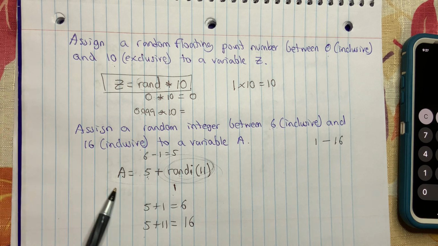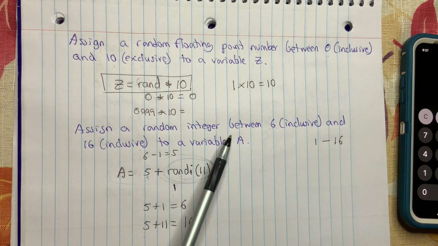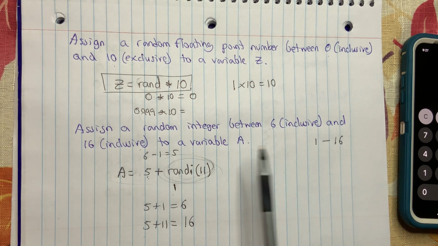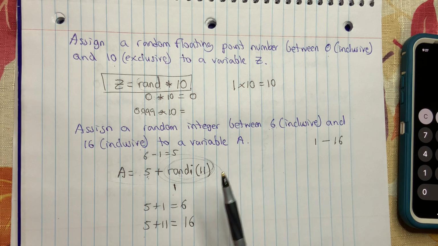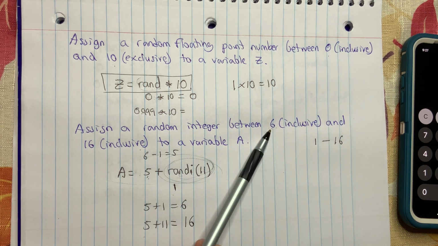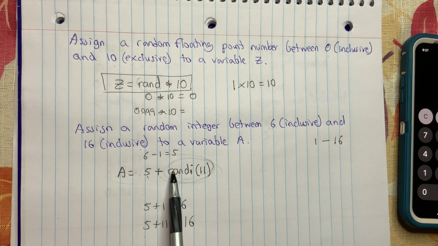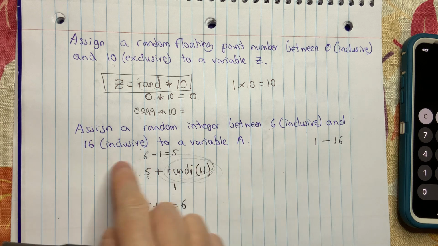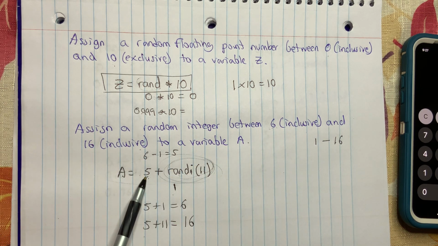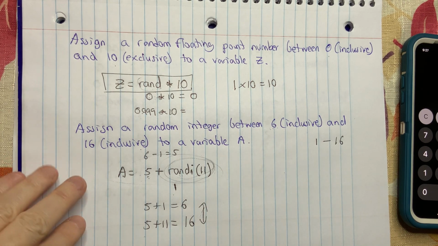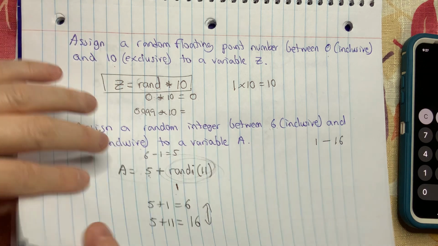So this is why, when you have a question like this, assign a random integer between this number and another number included to a variable, in this case a, you want to say a equals the lower limit minus 1, say 5, plus RANDI of the difference between the number that you picked, which is 1 less than the minimum, and the upper limit. And this way you will be between the limits they're asking for. So that's those problems.